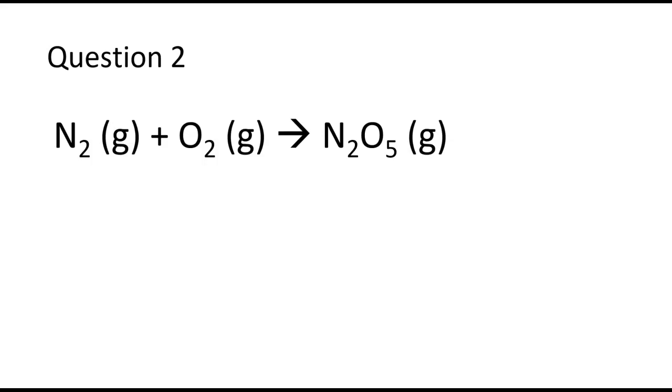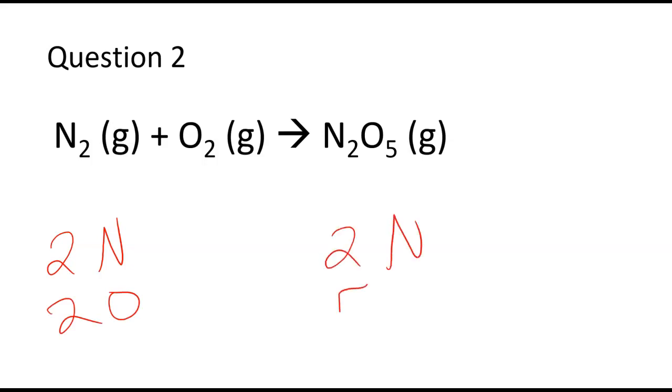Nitrogen gas plus oxygen gas forming N2O5 gas. We have 2 nitrogens, 2 oxygens on the left. On the right, we have 2 nitrogens and 5 oxygens. 2 and 5. Well, there's no number that we can put in front of the oxygen to make these equal. So we need to look at our lowest common multiple.